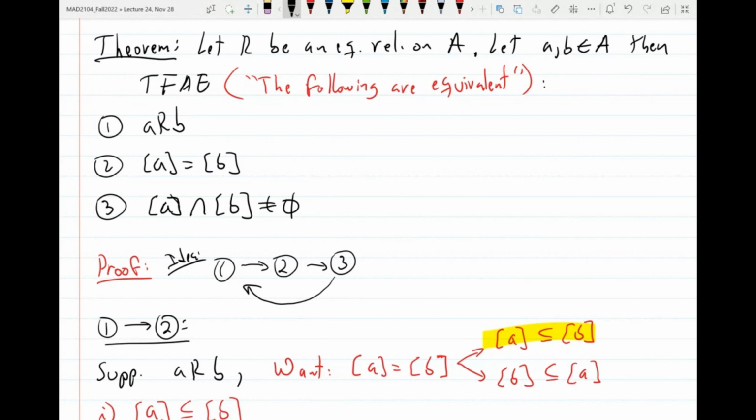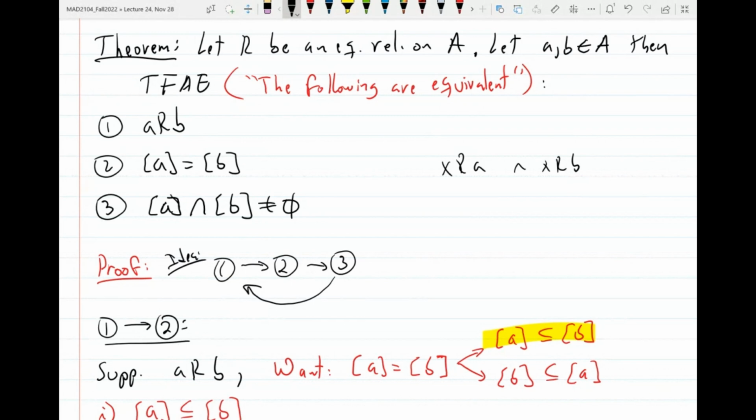There is an element in the intersection. Let's call it X, right? So what does that mean? It's in the class of A, so X is related to A, right? It's also in the class of B because it's in the intersection, so you also have that X is related to B. How from here can you get that then A is related to B? Do you see how to get it? What would you like to have? What would you need to have to be able to say that A is related to B with this information?